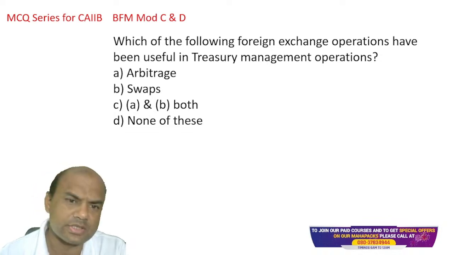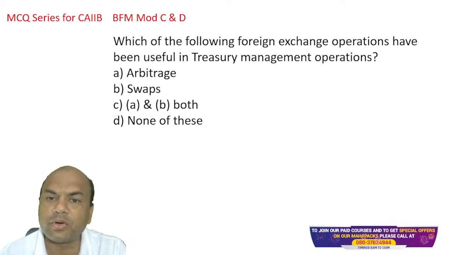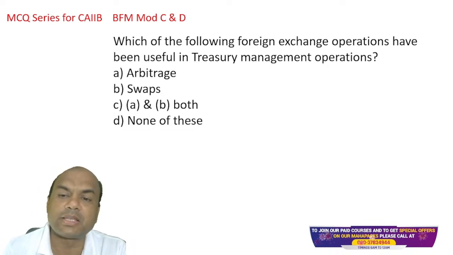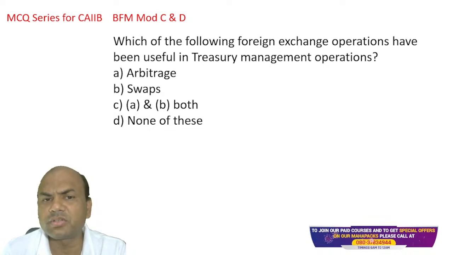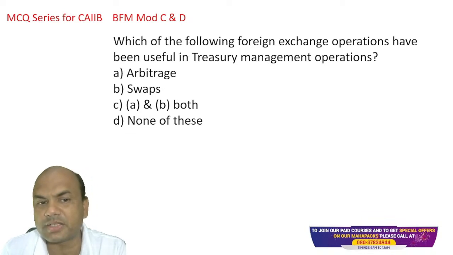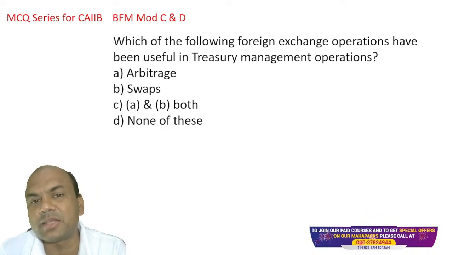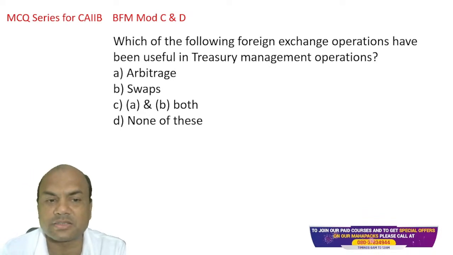Only objective questions. Which of the following foreign exchange operations are useful in treasury management? Treasury management is arbitrage and swaps. Now you can definitely answer this. Looking at this at the CAIIB level, you can definitely answer me, yes sir, yes sir.